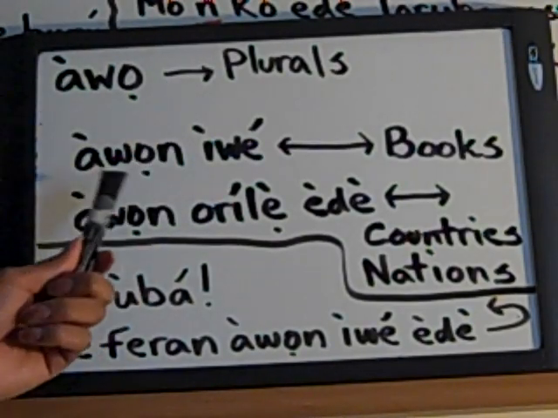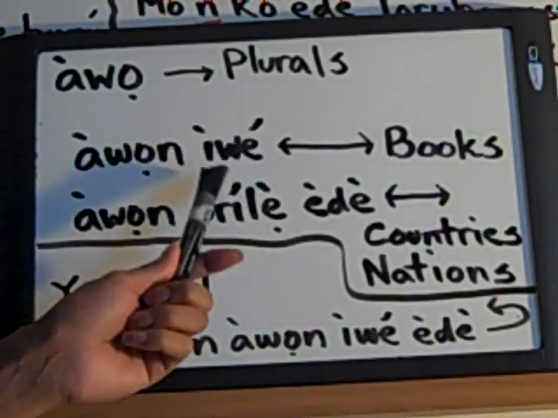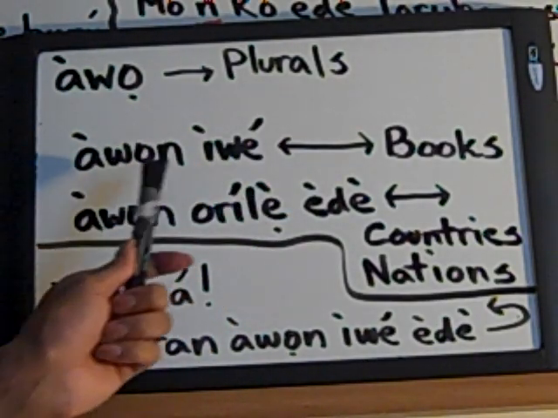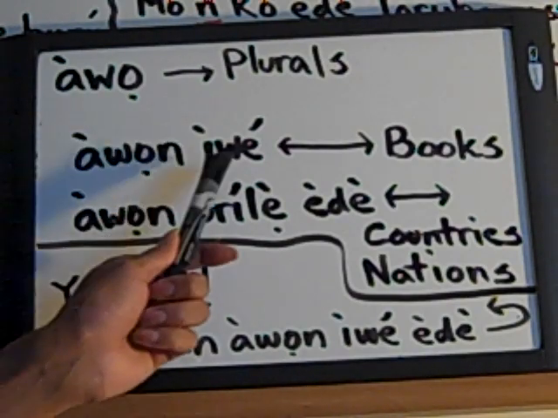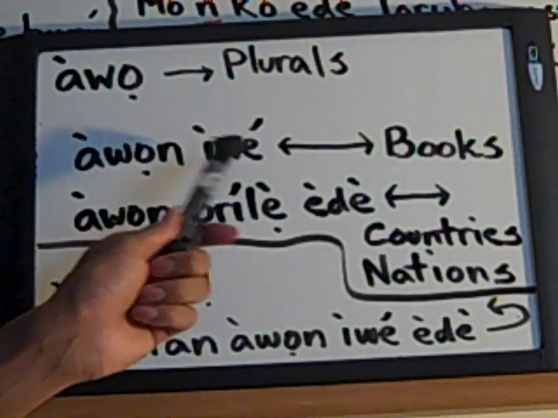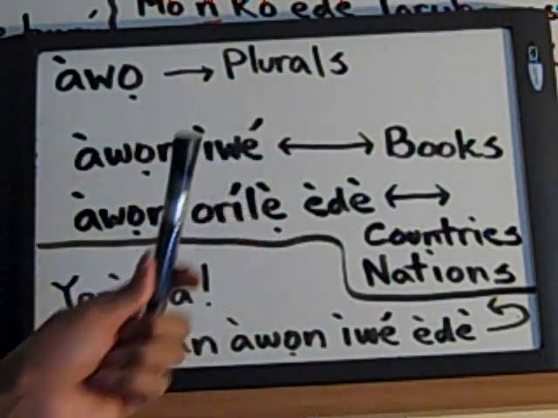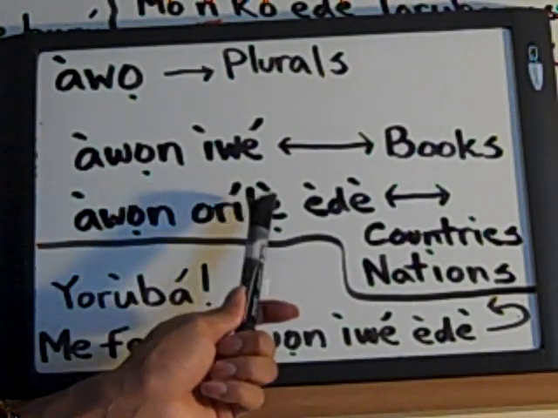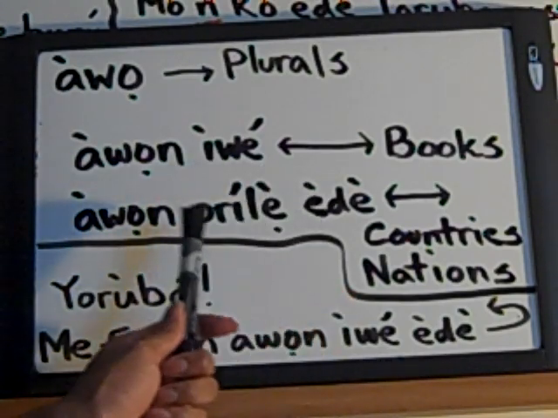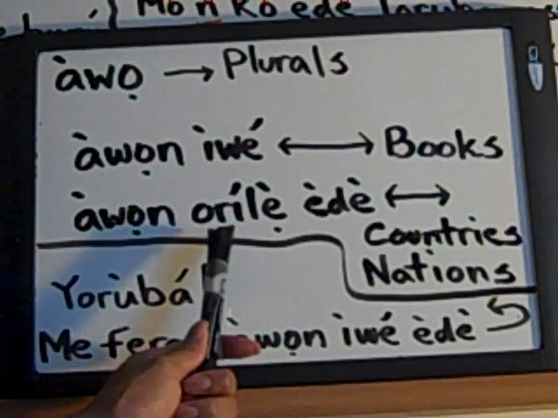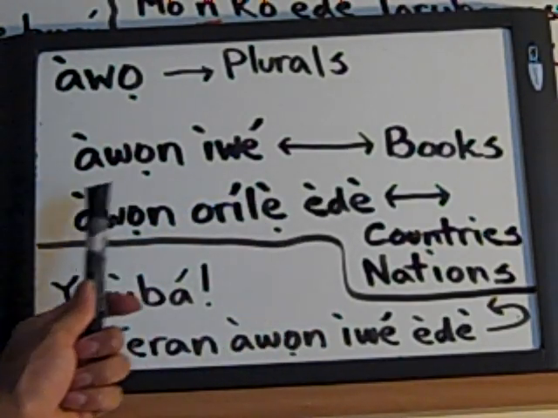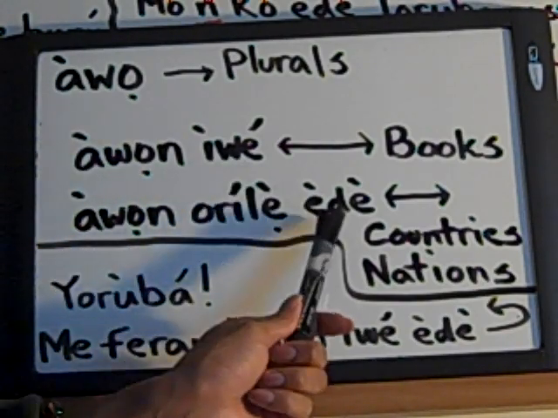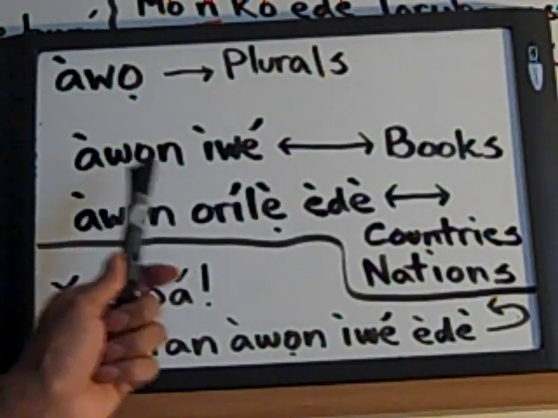So awo, for example, iwe, that is book. This means book. But when you add awo at the beginning, you say awo iwe. This is books. Okay, it becomes books. Here we have orile ete. This means countries or nations. When you put awo at the beginning, awo orile ete, countries or nations.